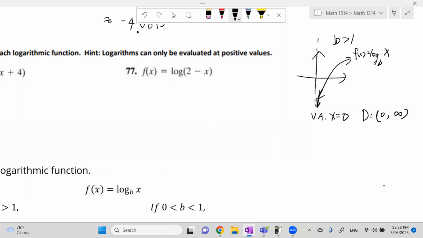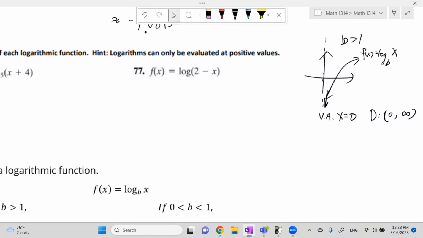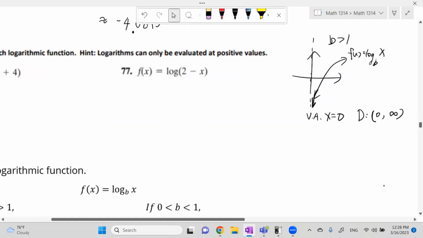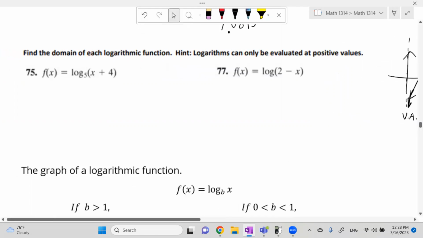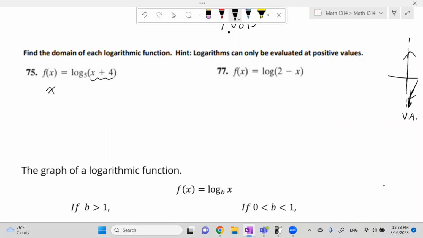So the domain is from 0 to infinity. And remember that x is never a negative number. That means everything in this part is positive. So I'm looking for the domain for the function where x plus 4 is greater than 0 and never equal to 0.